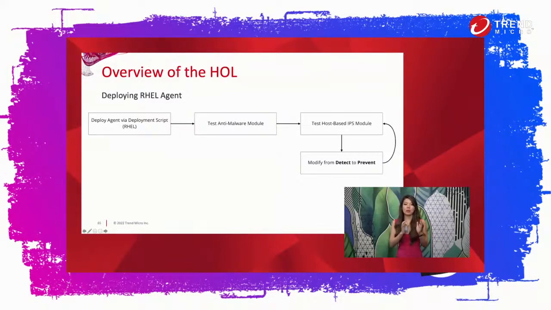Step 2 will be doing the deployment of the Red Hat instance. In this case, you'll be doing the deployment via a deployment script, and then we're going to test out 2 modules. The first one is the anti-malware module, so that's very straightforward. And the second one, we're going to test out the host-based IPS module.